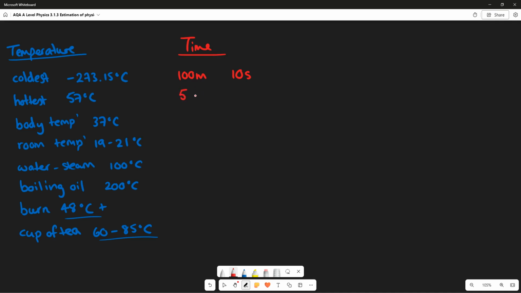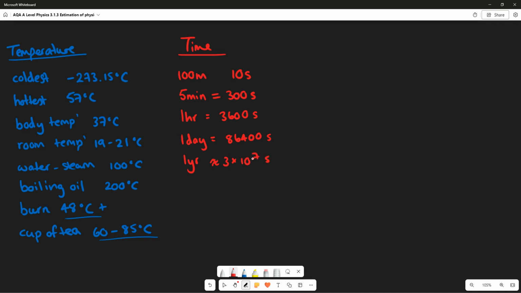The time period of 5 minutes is 300 seconds. So I can put an equals there. 5 minutes is 300 seconds. An hour, you can calculate this for yourself, but it is 3,600 seconds. A day is 86,400 seconds. A year is approximately 3 times 10 to the 7 seconds.